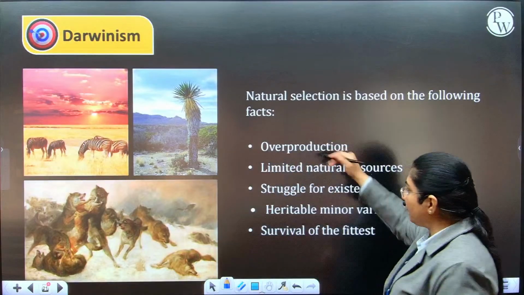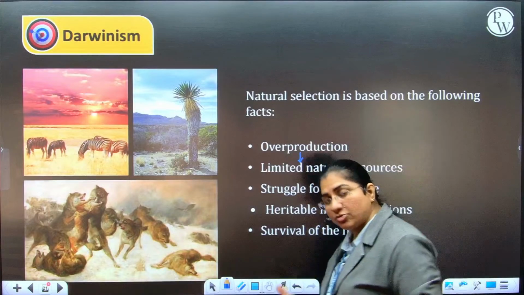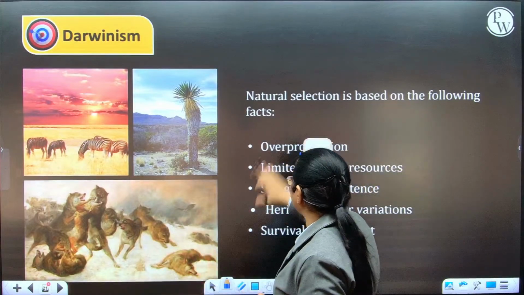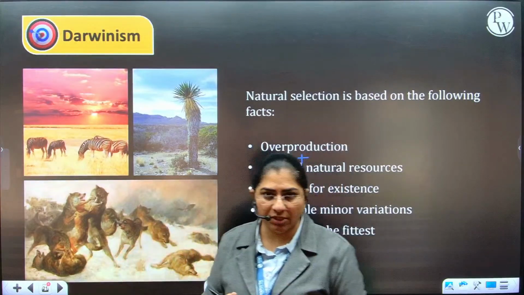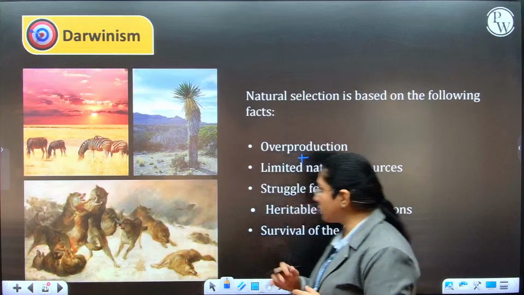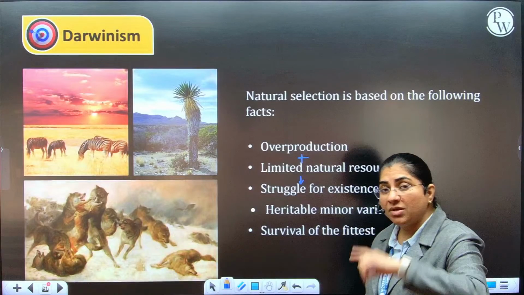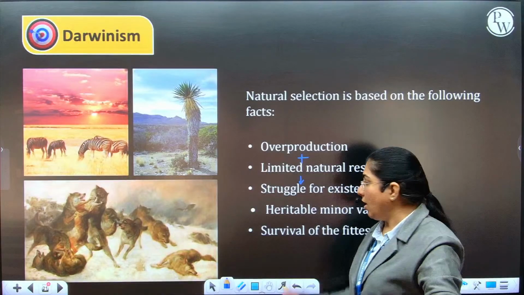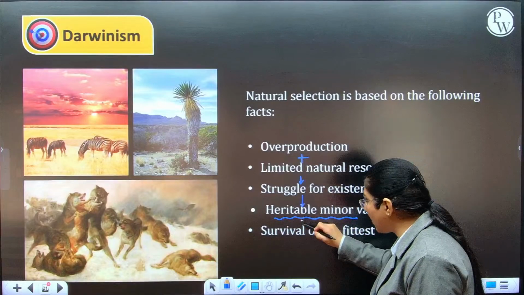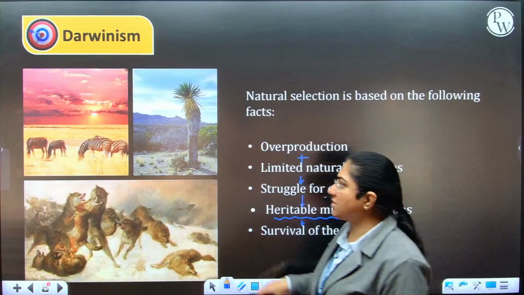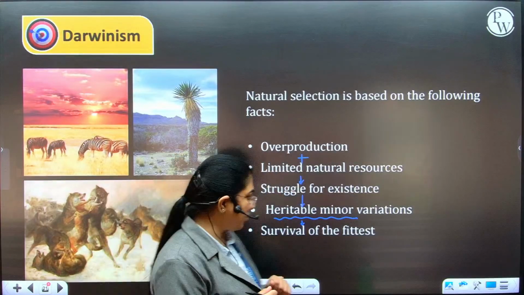So Darwin sir went further ahead and said that overproduction takes place with respect to population, but we have resources which are quite limited, isn't it? Resources are not increasing as much as the population. So since the resources are limited, there will always be a struggle for existence. Again, because of the inherent minor variations, the one who is fit to survive will adapt and survive, and the one who is a little weaker will eventually perish away.